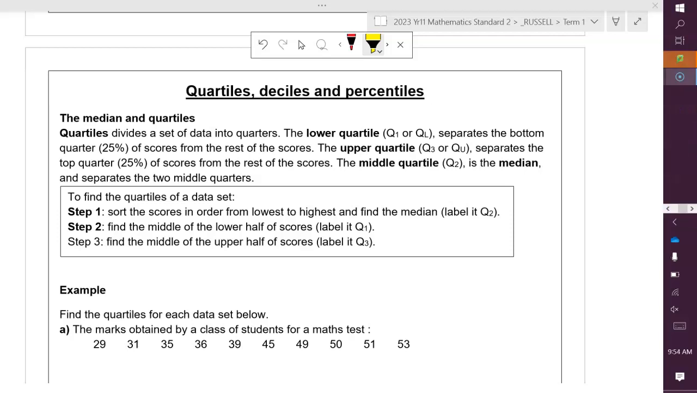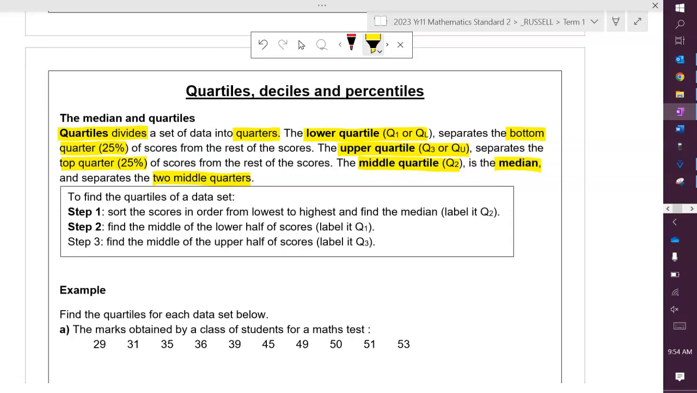This lesson we're looking at quartiles, deciles and percentiles. When we're looking at the median and quartiles, our quartiles divide our set into a set of quarters. The lower quartile, which is Q1 or QL, is the bottom quarter or 25% of scores. The upper quartile, which is Q3 or QU for upper, is the top quarter or the top 25% of scores. The middle quartile, or Q2, is the median, and it separates the two middle quarters.